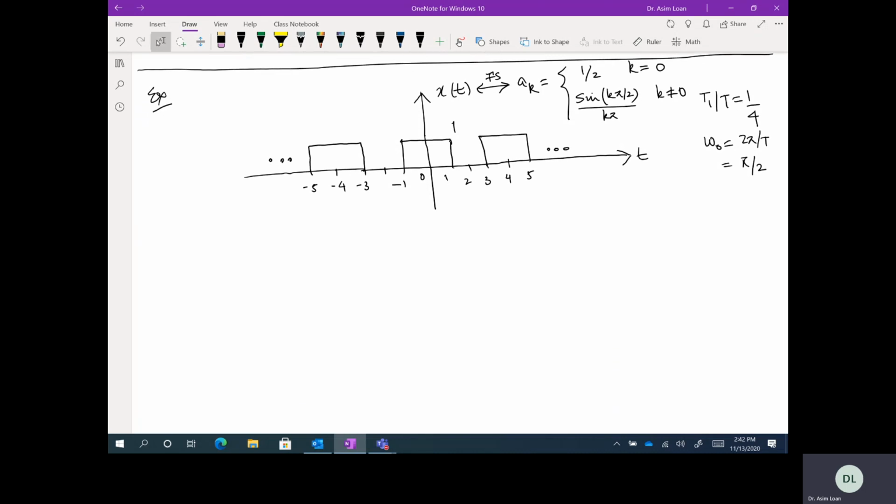Now we have another waveform. This is g of t. So g of t is like this. So we have 0, 1, 2, 3, 4, minus 0, minus 1, minus 2, minus 3, minus 4. It's too close.